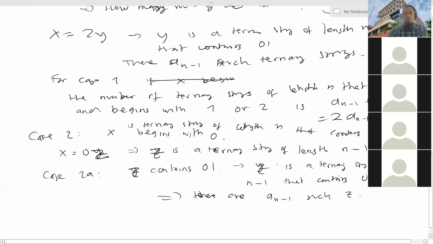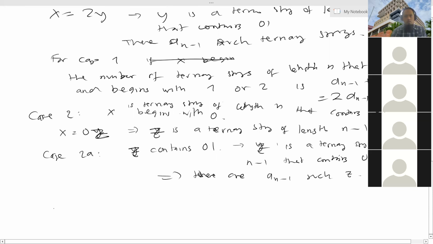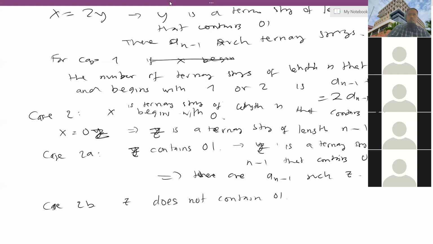Now case 2b: z does not contain 01. Is it possible? Is it possible that z doesn't contain 01? Anyone?